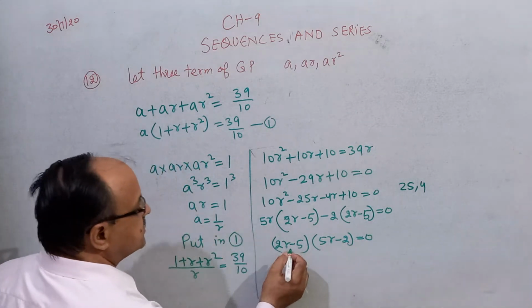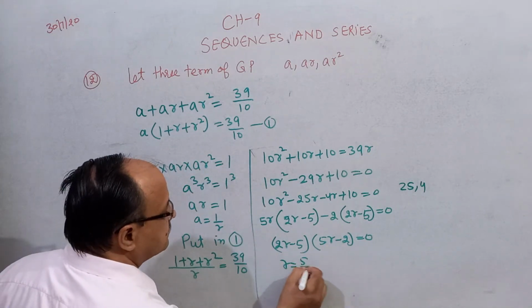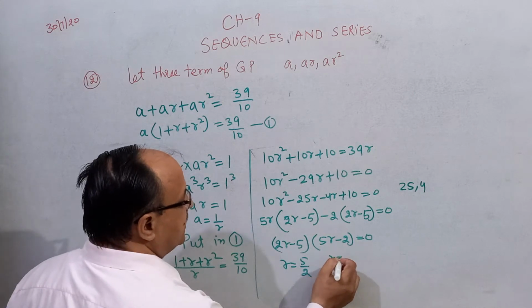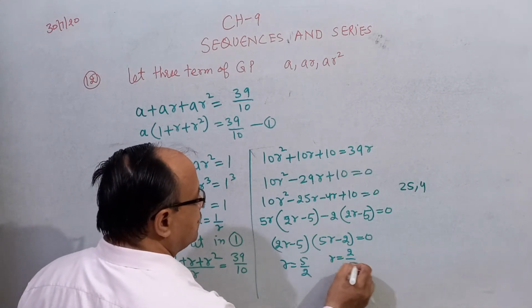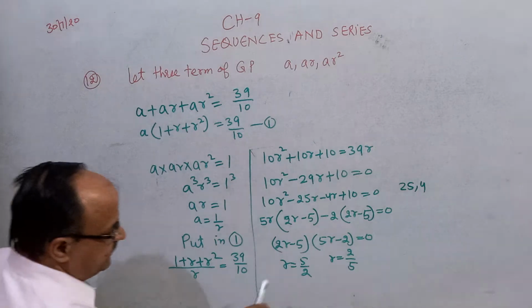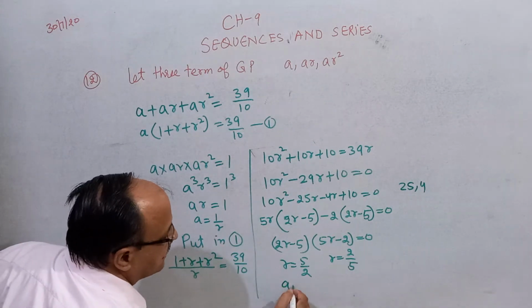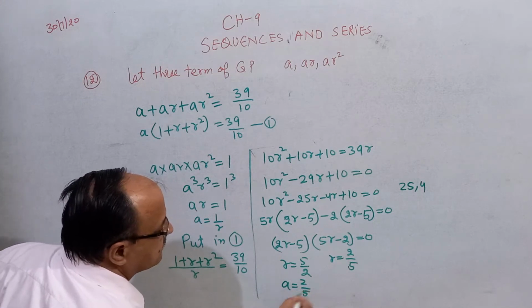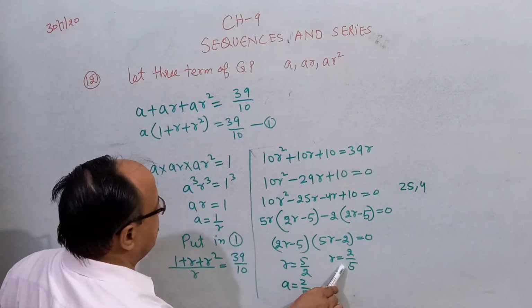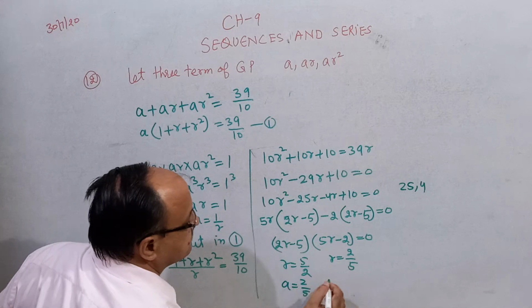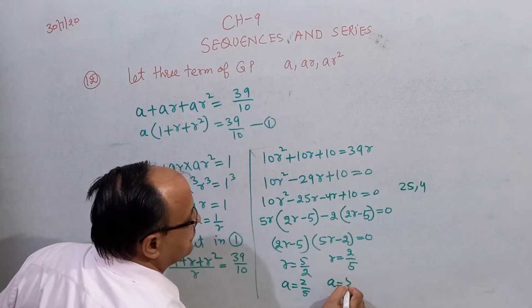If you put this equal to 0, then R is equal to 5 by 2, and from here R is equal to 2 by 5. You know that if R is 5 by 2, then put here the value of R, then A is 2 by 5. If R is 2 by 5, then put the value of R here, that is 5 by 2.